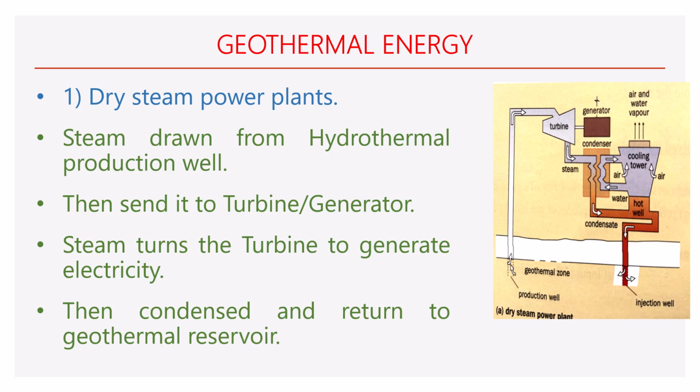Dry steam power plant. Steam is drawn from the hydrothermal production well, then sent to turbine generators. Steam turns the turbine to generate electricity, then is condensed and returned to the geothermal reservoir. The figure shows the generation of power through a geothermal dry steam power plant.